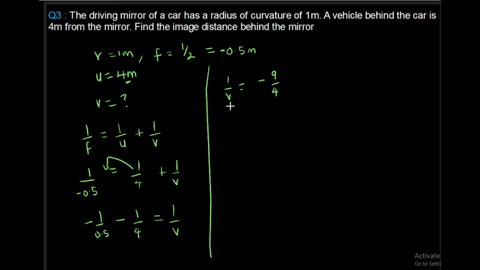But our concern is V, not 1 over V. So we'll take the inverse of both sides. So we have V over 1 equals minus 4 over 9. V over 1 is V, and that will give us minus 4 over 9. Taking the inverse, which is minus 0.44, you can just leave it as minus 4 over 9 meter, or convert it to decimal.